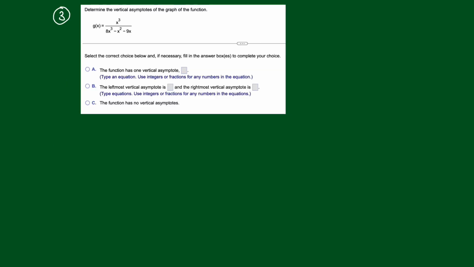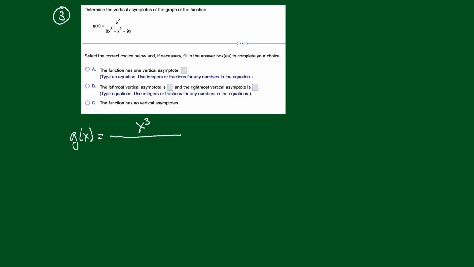We've got a rational function, and we want to know one of three things here. Part A, the function has one vertical asymptote, or B, the leftmost vertical asymptote is this number and the rightmost vertical asymptote is this number, so they're saying there's 2, and C, there are no vertical asymptotes. Well, vertical asymptotes are going to come from where a denominator is 0, so let's take a look at this function and see if we can reduce it. Let's try to get it in simplest form. So let's write the function and then see if we can determine what's going to make that denominator 0.